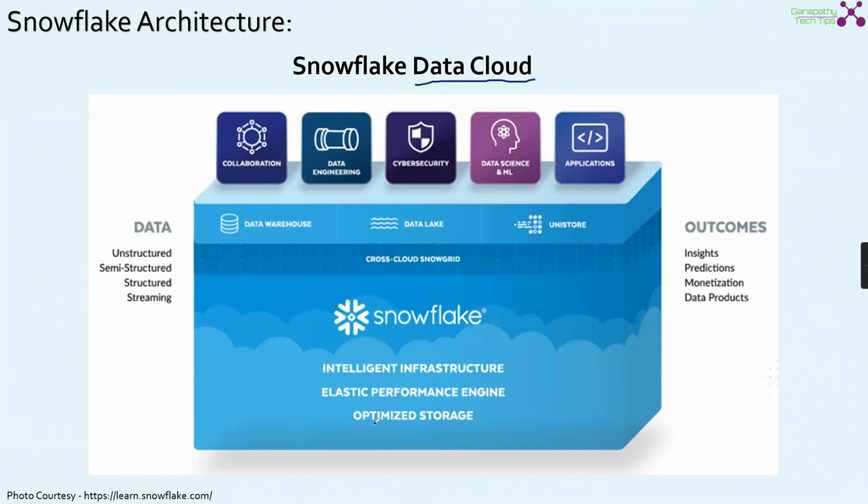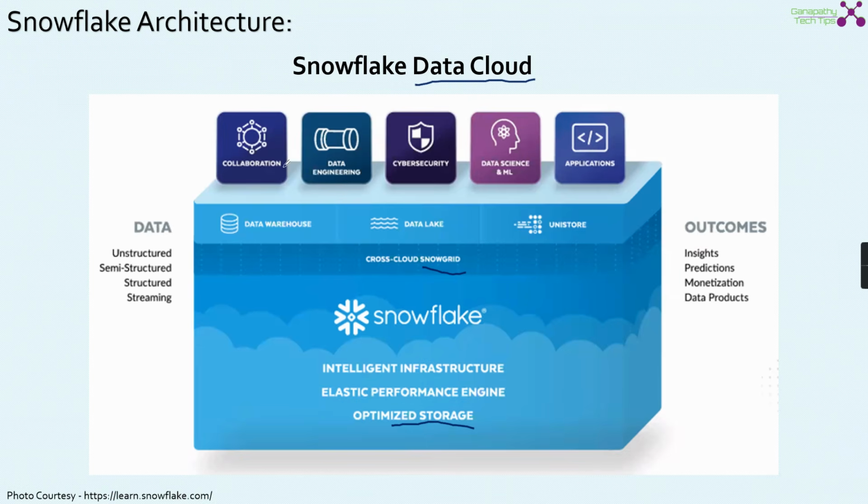You can see Snowflake at the bottom, which provides the intelligent infrastructure, elastic performance engine, optimized storage, all of which is provided to us in the form of Snowflake. On top of it, you can see Snowgrid, which is the cross-cloud offering from Snowflake. And then on top of it, you can run any of your workloads. If you want to run your data warehousing workload, you can very well run it. If you want to implement a data lake on top of Snowflake, you can do that. If you want to implement Unistore on top of Snowflake, you can do that.